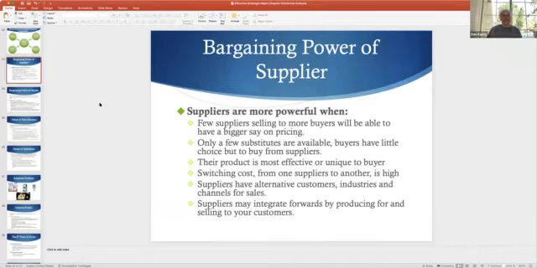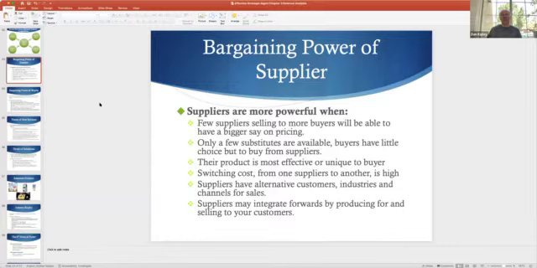Third, their product is the one that is most effective, is most unique to you, the buyer. This is the one that works the best. This is the part that is the most efficient in your finished good. Switching costs from one supplier to another one is higher. Now, when we're talking about switching costs, that could be a contract that you may have signed with that supplier saying that they're going to supply you for some given period of time. And if you break that, then there's going to be some sort of fee that goes along with that. That's a switching cost.